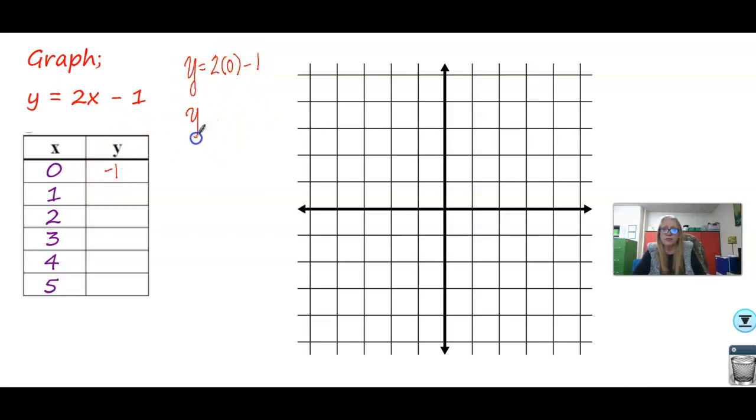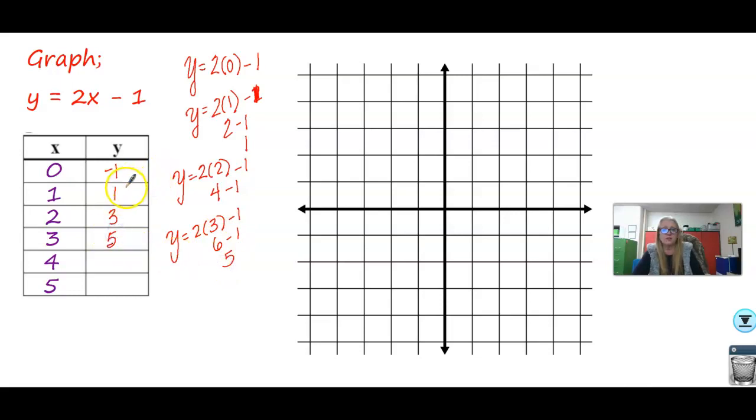Okay, you would do it for the next value too. You would have 2 times the next x value, which is 1, minus 1. Well, 2 times 1 is 2, and it's supposed to be minus 1. 2 minus 1 is 1. So this would be 1. Next one, you would have y equals 2 times 2 minus 1. 2 times 2 is 4. 4 minus 1 is 3. 2 times 3 minus 1 gives us 6 minus 1, which gives us 5.